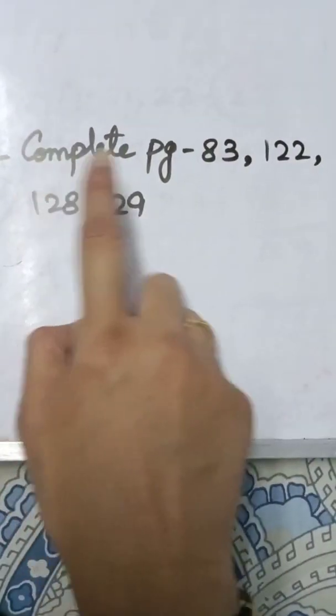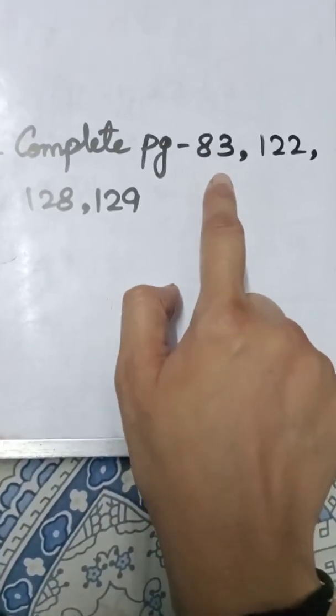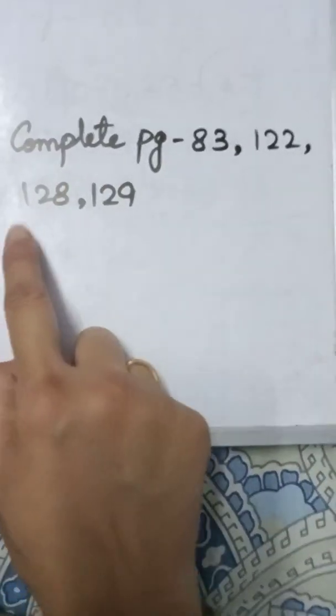So dear children, your homework is complete. Page number 83, just write the formula. Page number 122, 128, 129 in the book only.